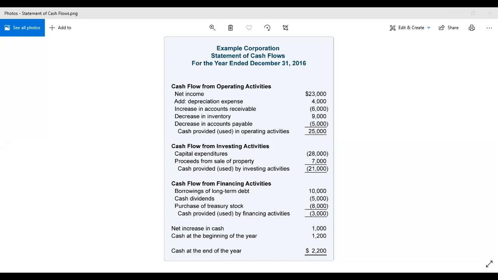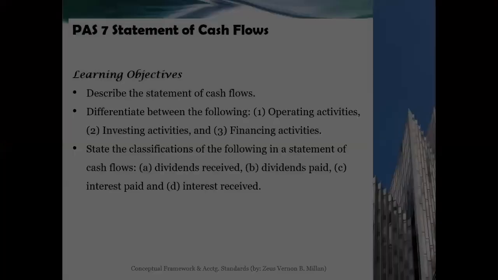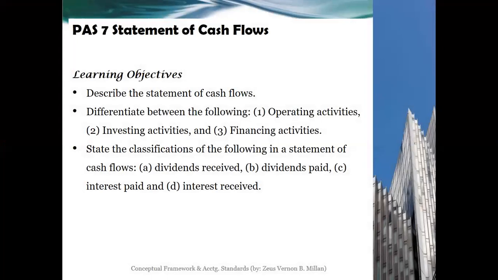All right, so let us go back to the PowerPoint presentation, which is all about the statement of cash flows again. Here are our learning objectives so that we will be guided that at the end of the chapter, we can do these following intended and achieved learning outcomes. The first one is to describe the statement of cash flows. What is the statement of cash flows? That could be one question. Then second is to differentiate the activities found on this financial statement. And the third one is to state the classifications of these particular items.